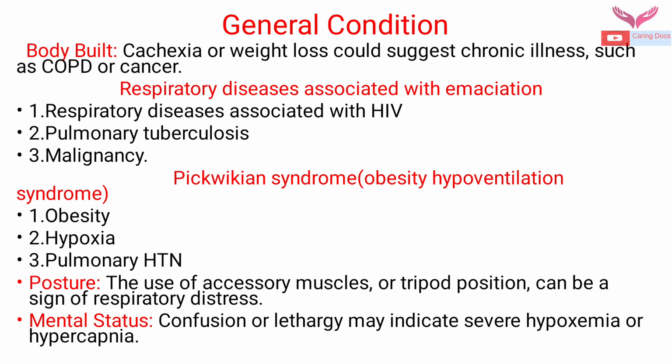Coming to the general physical examination, just see his body build. Cachexia or weight loss could suggest chronic illnesses such as COPD or cancer. There are various respiratory diseases which are associated with emaciation. For example, respiratory disease associated with HIV, pulmonary tuberculosis, malignancy. There is a syndrome called Pickwickian syndrome. It is obesity hypoventilation syndrome. Patient has obesity, hypoxia, pulmonary hypertension.